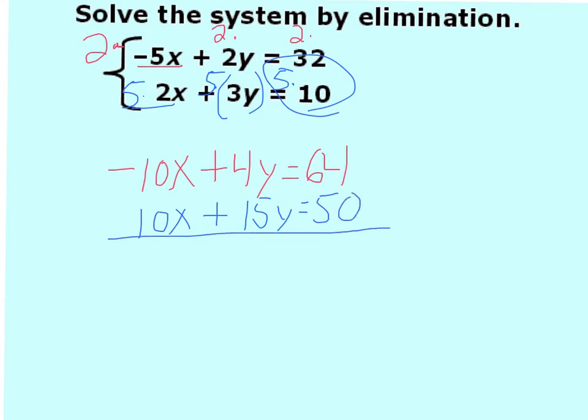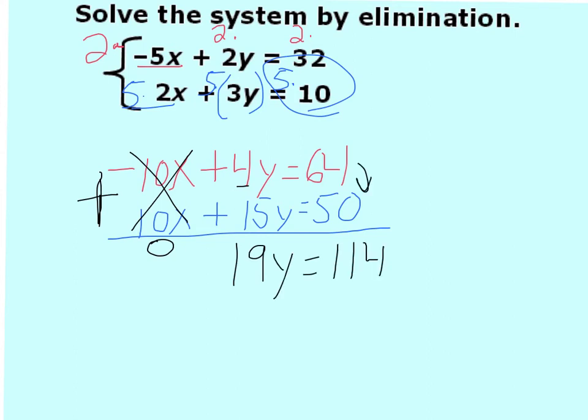So always add. So let's add. Negative 10x plus positive 10x, that cancels to 0. Great. Then 4y plus 15y is 19y. And then 64 plus 50, that is 114. So now let's divide both sides by 19. And y equals 6. All right.